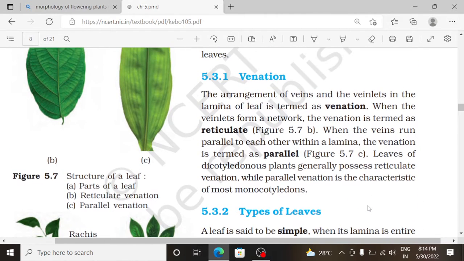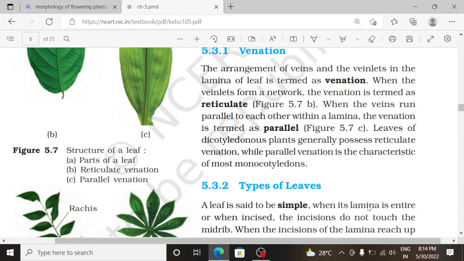Venation. The arrangement of veins and the veinlets in the lamina of leaf is termed as venation. When the veinlets form a network, the venation is termed as reticulate. When the veins run parallel to each other within a lamina, the venation is termed as parallel. Leaves of dicotyledonous plants generally possess reticulate venation, while parallel venation is the characteristic of most monocotyledons.